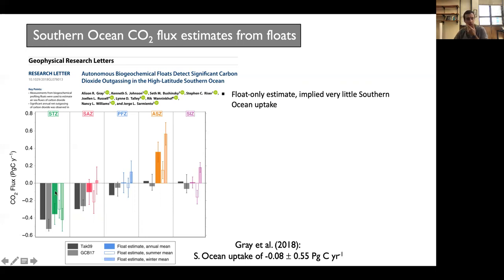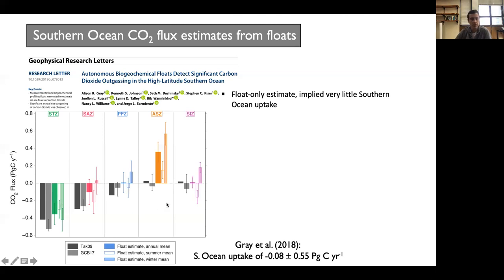And the colored bars here are float estimates. These are the annual means, followed by the summer mean, which is just the white bar outlined in the color, and then the hashed bars are the winter means. And so for each zone, there's the flux based on Takahashi 2009, there's a flux based on the global carbon budget in 2017, and then the float fluxes.